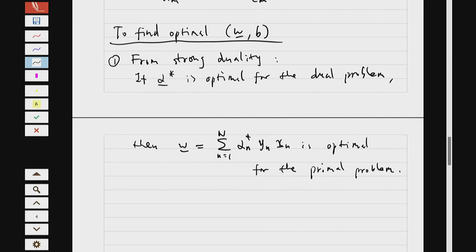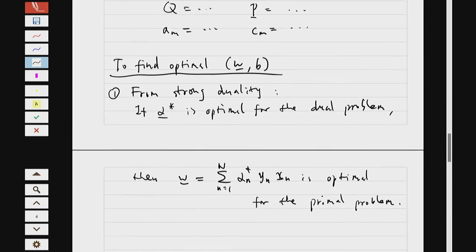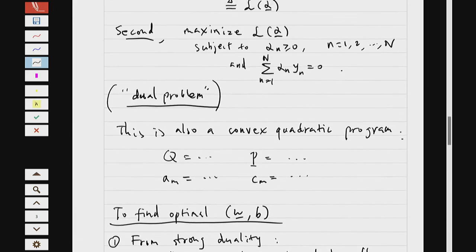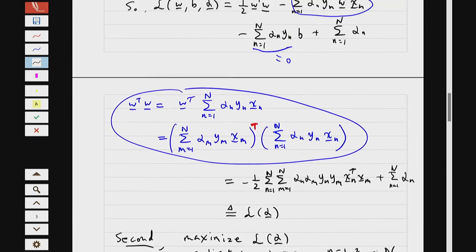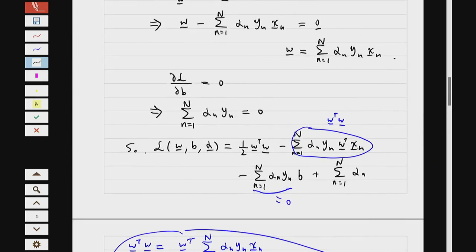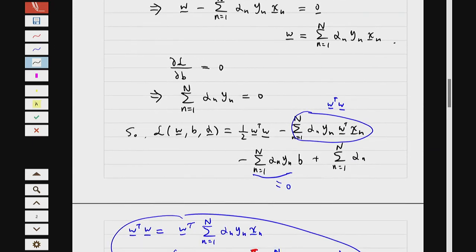Now the question is how to find B. That's a bit challenging because we don't have a formula for B. The formula for B is implicit. Remember, when we set this partial derivative to 0, we get something like this. B goes away, so this is an implicit thing. So how do we find B?